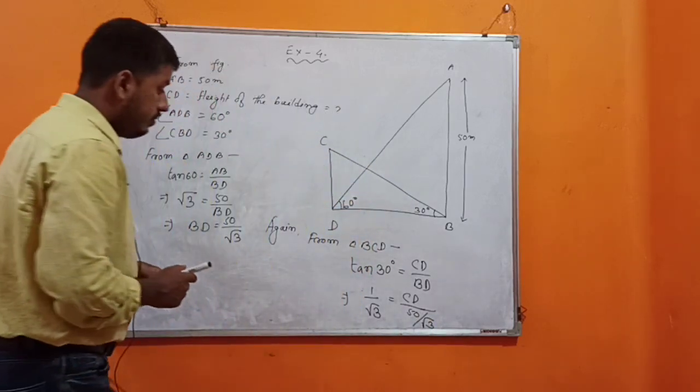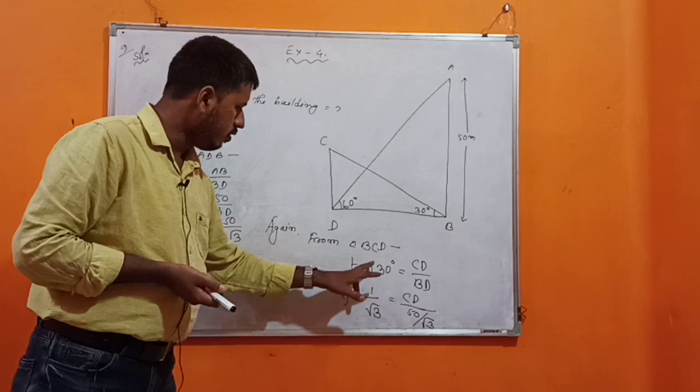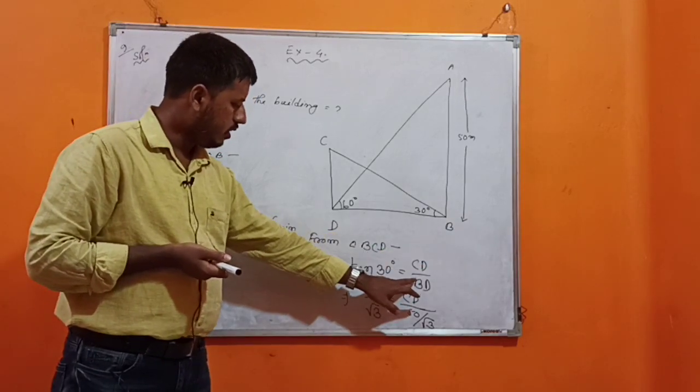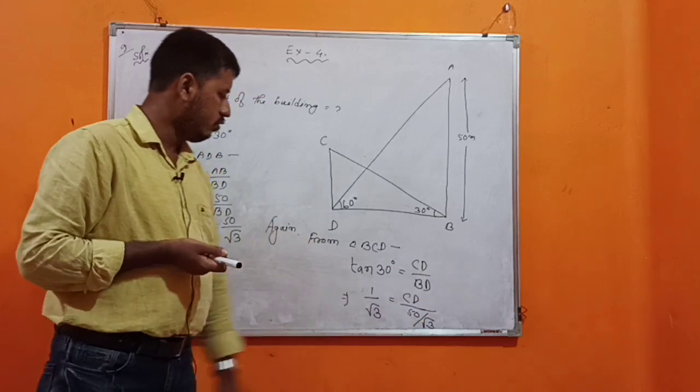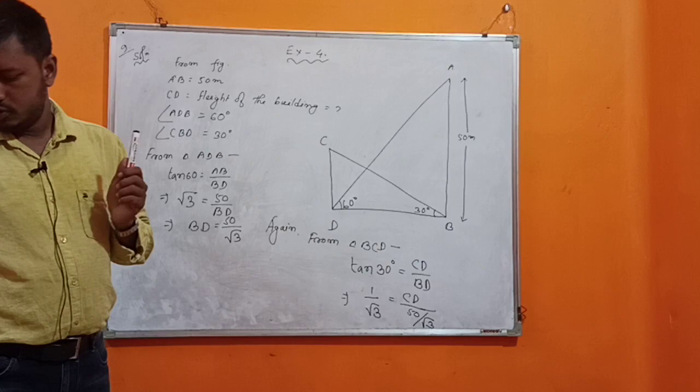Okay, hope that it is visible for you. Tan 30 I have substituted 1 by root 3, as the value of tan 30 is 1 by root 3, CD here as CD, and the value of BD is 50 by root 3 as we have got from our first triangle. Okay, so note down this.